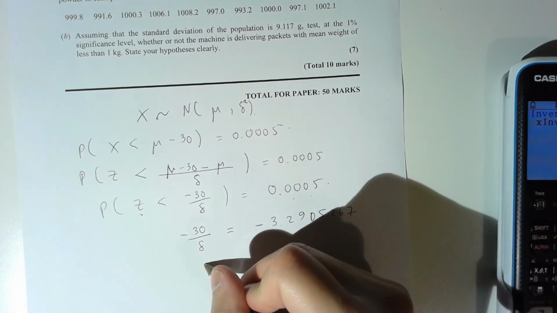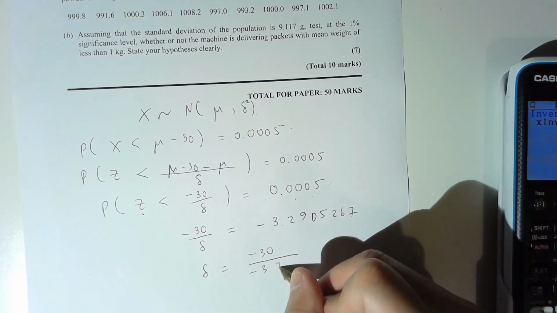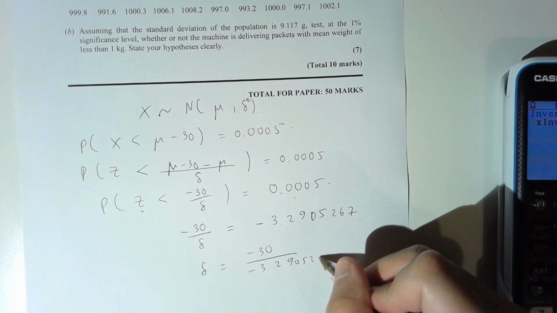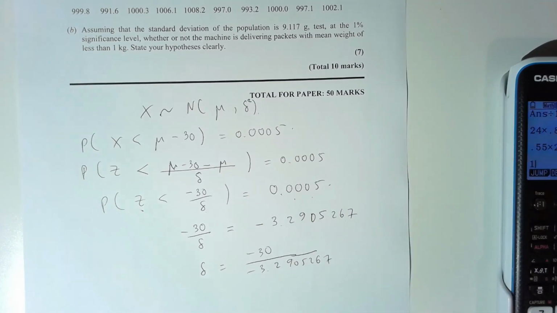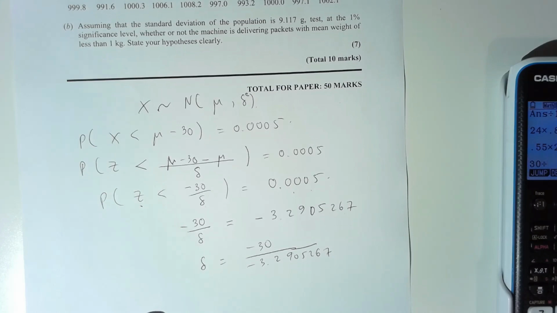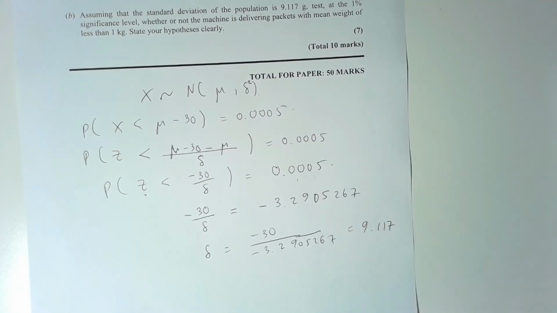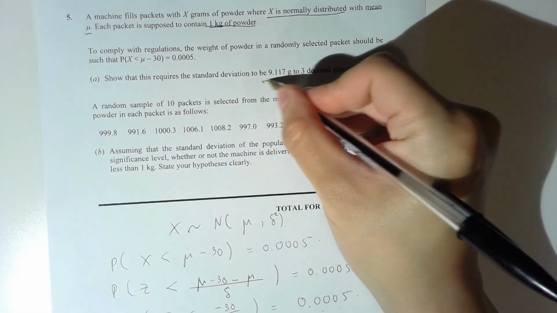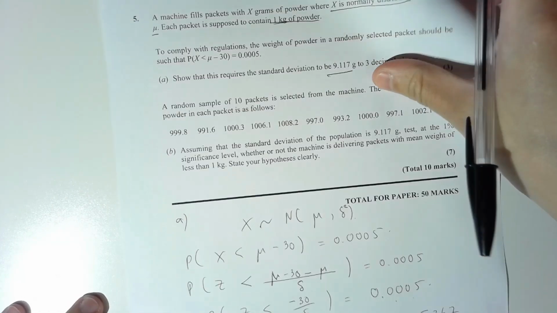Now to find delta here, minus 30 divided by 3.2905267, and I should have the answer there. So 30 divided by 3.2905267. Okay, I have the answer 9.117, to 3 significant figures, 3 decimal places. So I'm done. That is part A. Now I'm going to do part B.